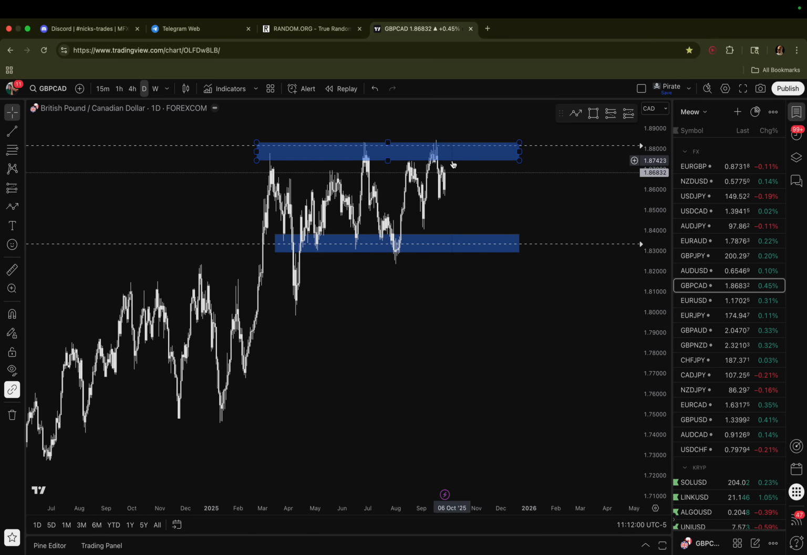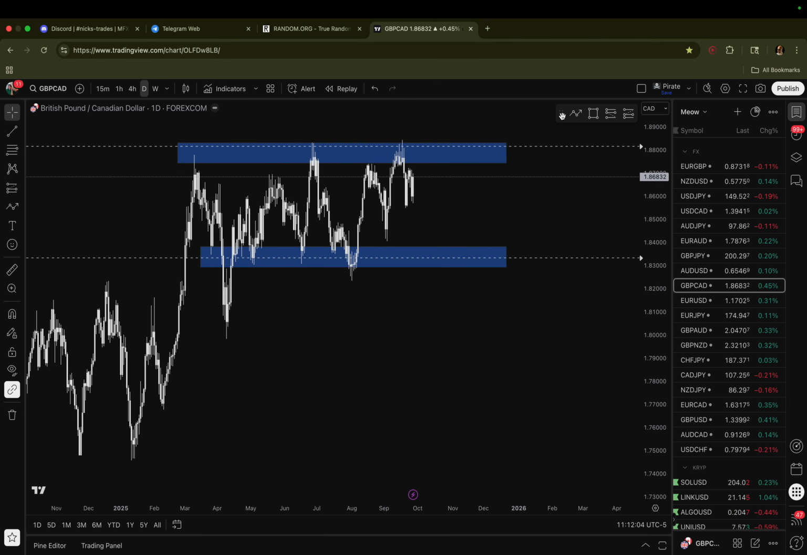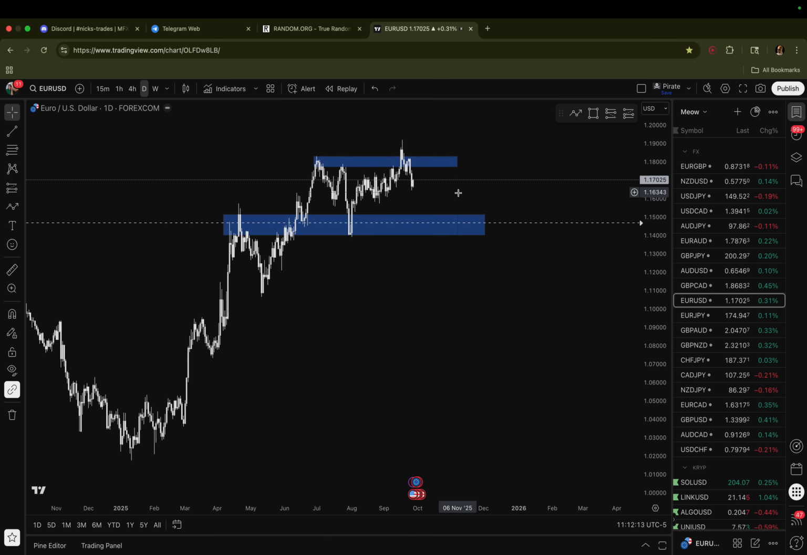GBP CAD, my zone of resistance there, zone of support here. This is a sell I actually took. I called this trade in the next trades group like a week or two ago. This one ran into the profit target. That's good. Euro USD, I'm going to go ahead and take this out because that looks sketchy. And this, maybe we'll buy at support.